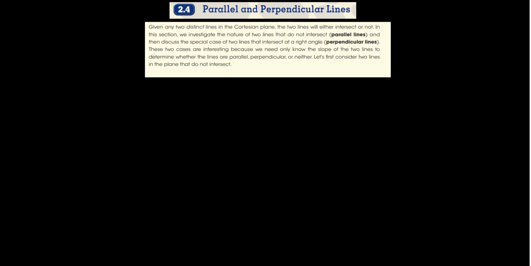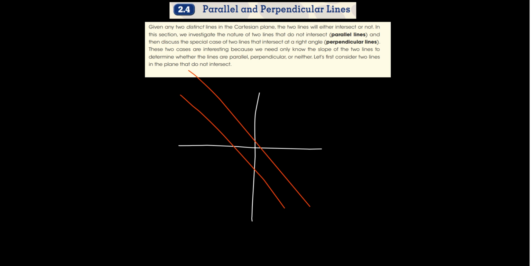Okay, so it reads the special case, okay, because imagine we have a Cartesian plane here. Right? So we have three choices for lines. Lines that do not intersect, we know as parallel. Lines that intersect at a right angle here, we call that perpendicular. But most lines, they will intersect, right?